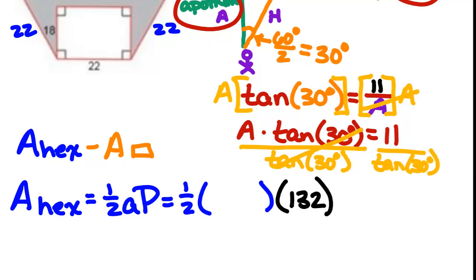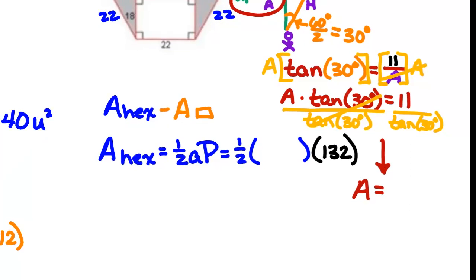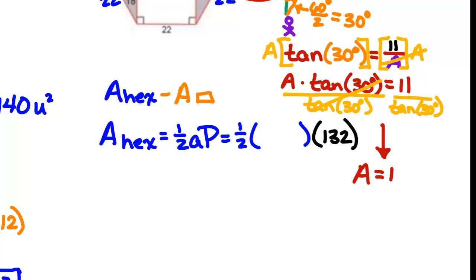And now I would need to grab my calculator. 11 divided by the tangent of 30 degrees is 19.052. What's the fourth number there? 5. What is this 5 right here going to do to the 2 that's right in front of it? It's going to round it up. So 19.053 is what we're going to use for our apothem.